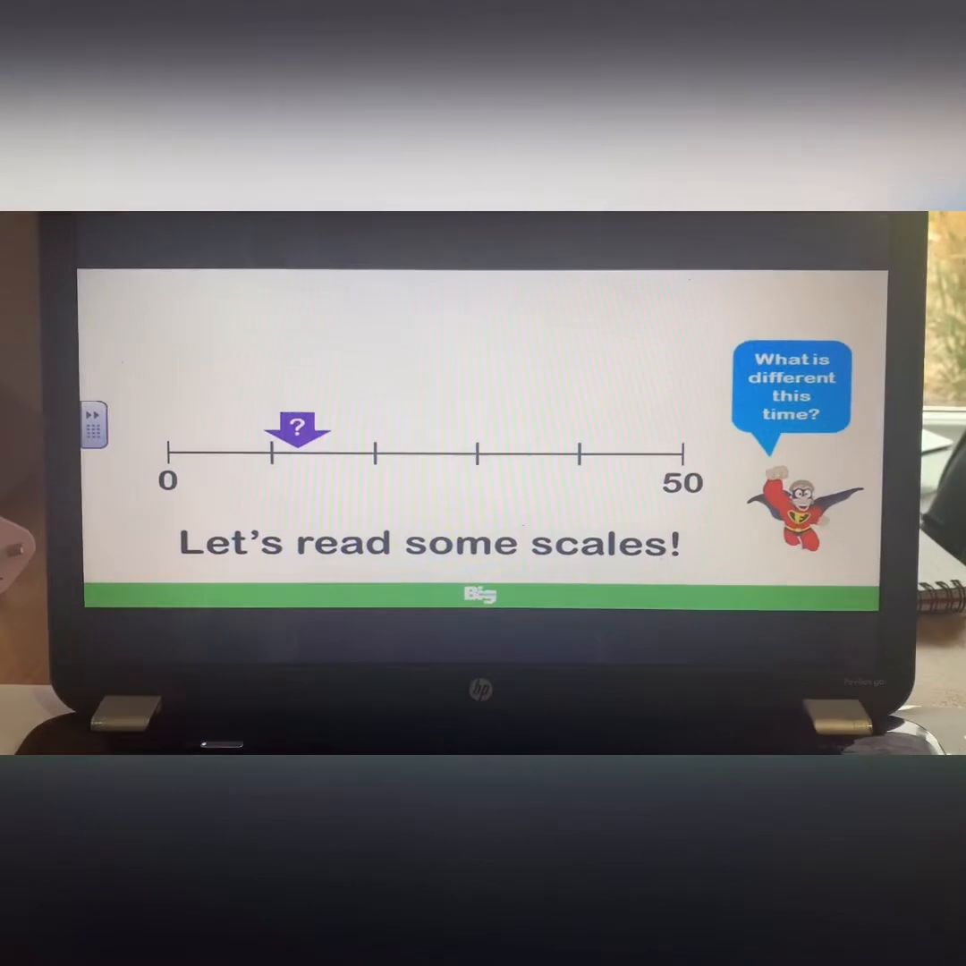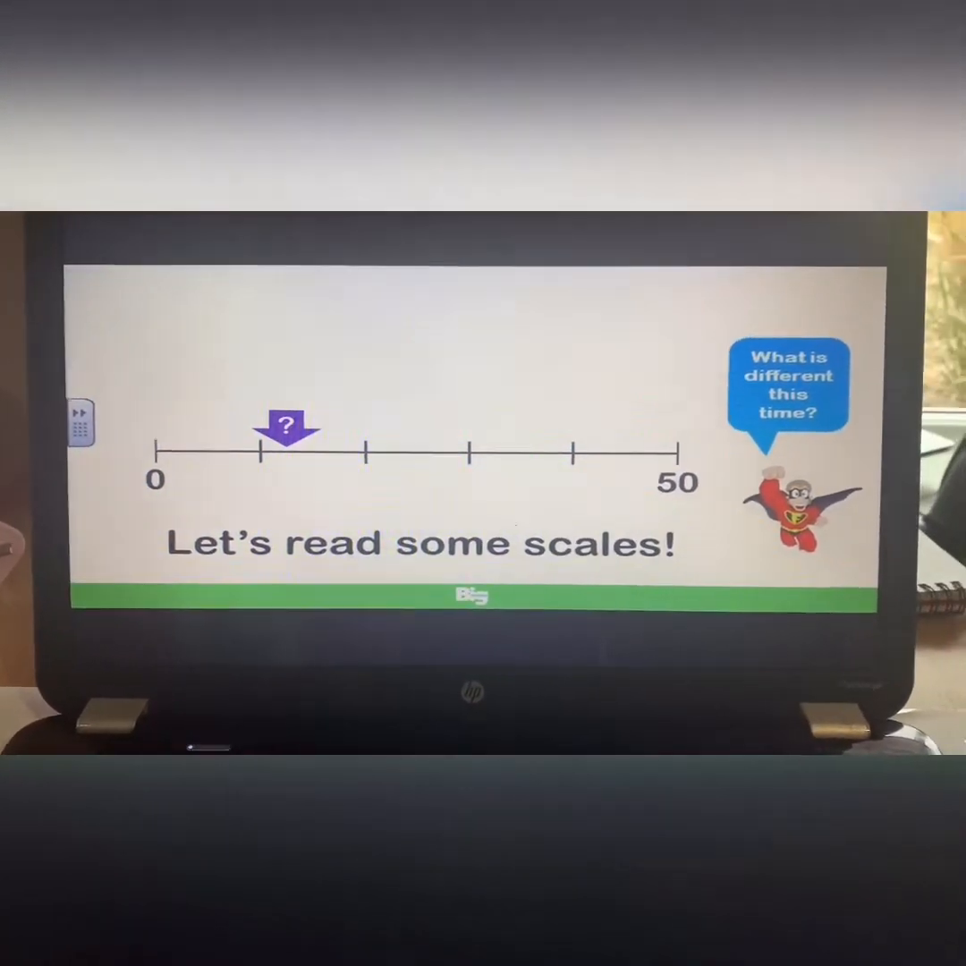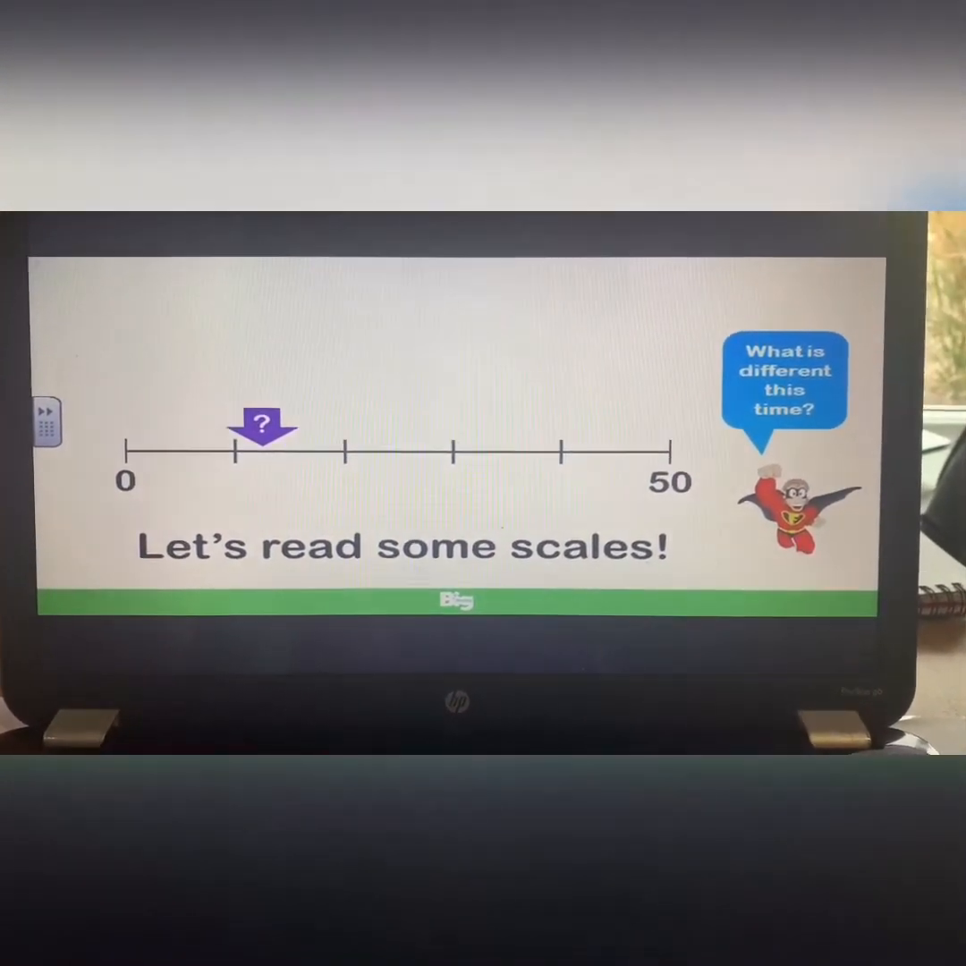Hi guys, so today we're going to be looking at big maths and we are learning how to count along even when there are no lines. So let's get started. When we're looking at a number line, there are a few key things that you should do to help you always be successful.